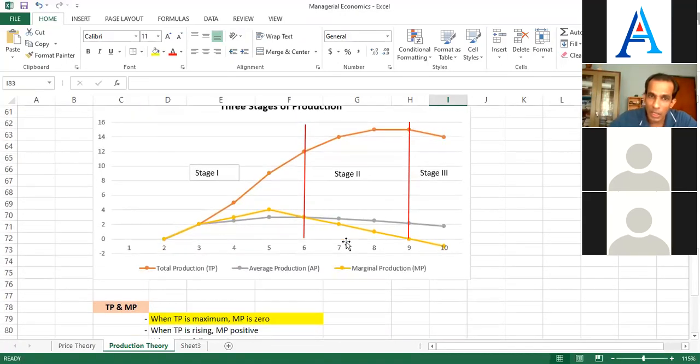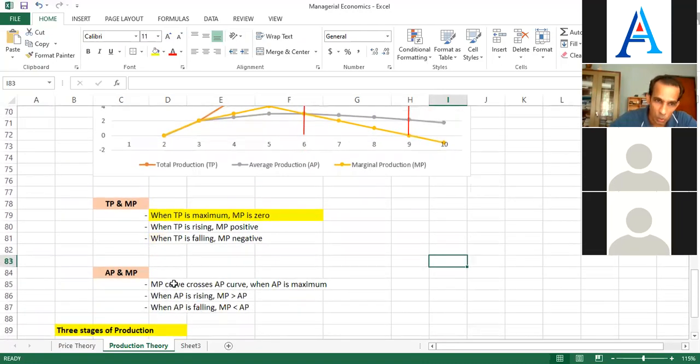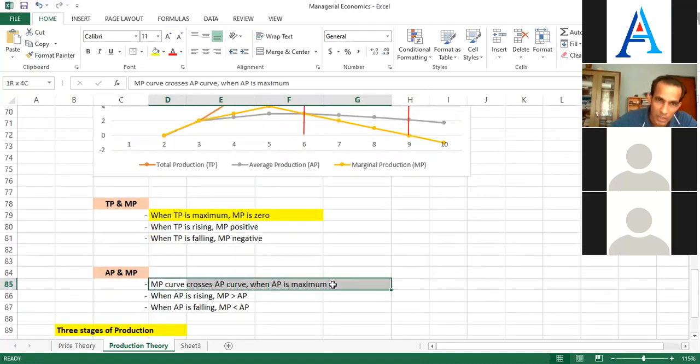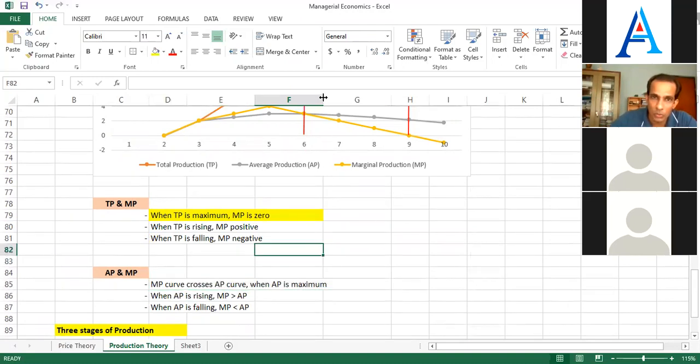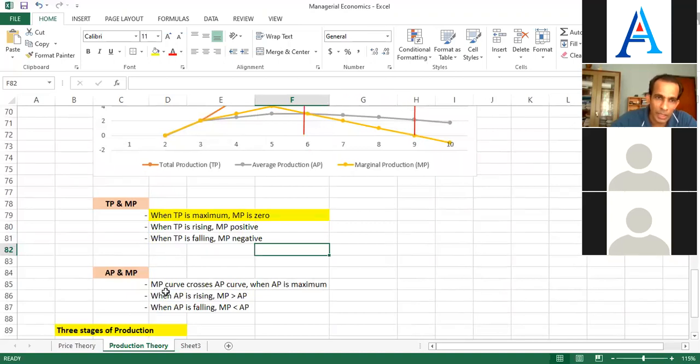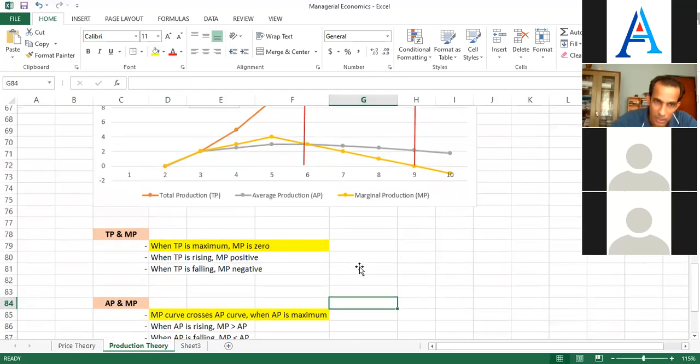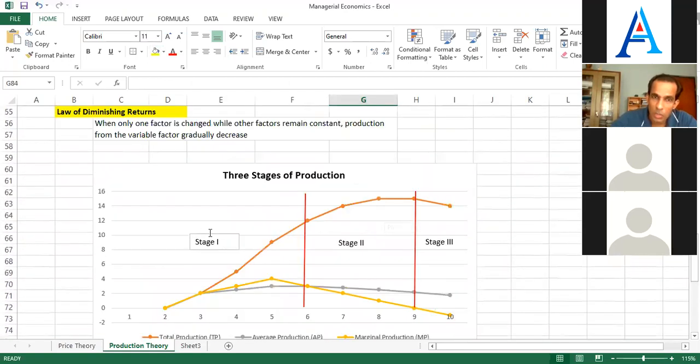In addition to that, we also saw another important relationship, between average production and marginal production. The marginal production curve crosses the average production curve when the average production is maximum. Based on this, we can identify the important relationship between average production and marginal production. Based on these two relationships, we can divide the production process into 3 stages.